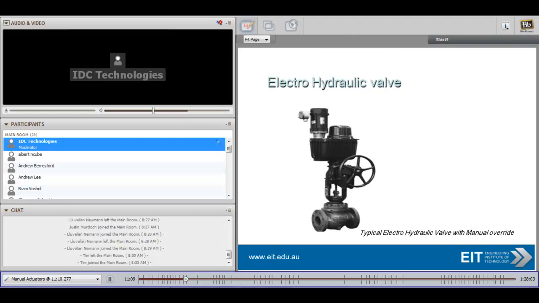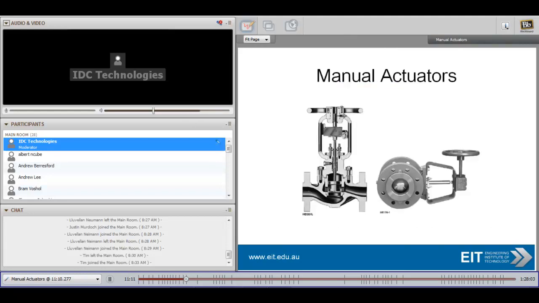Now, we've done pneumatic, we've done hydraulic, and we've done electric. Please don't forget that there is a fourth choice that you can have a look at, and this is going to be a manual actuator. In other words, you're going to do the hard work with your arms. This is a manual actuator and not a manual override. It is really just going to be the manual method that we are going to use for actuation.